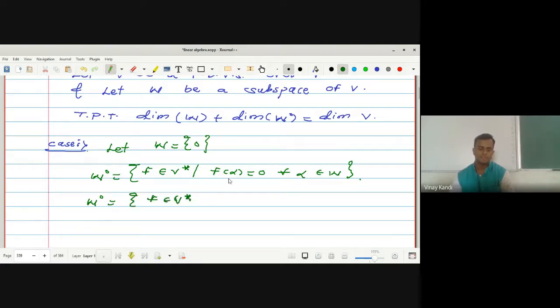Annihilator of W is equal to f belonging to V star such that f of 0 is equal to 0, since there is only one element in W. Okay, why? Because W is singleton 0. So this implies annihilator of W is equal to V star.